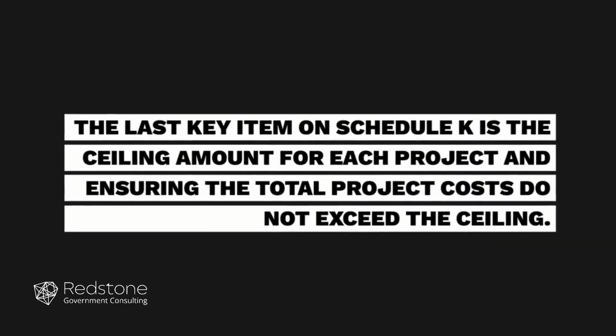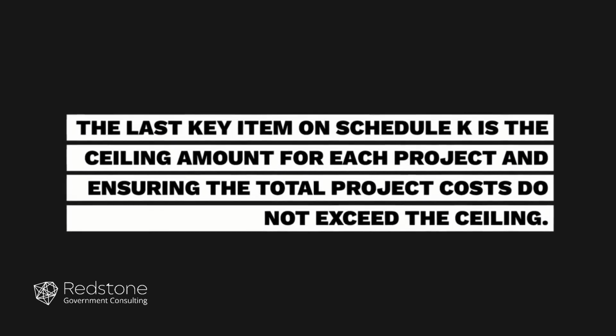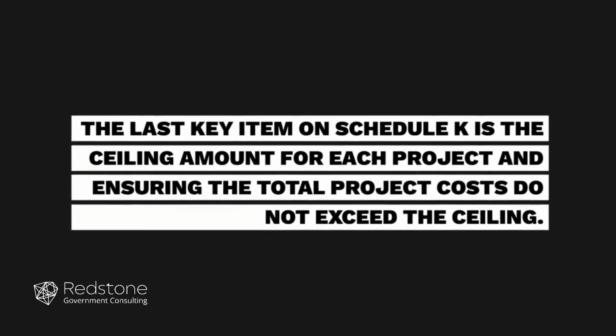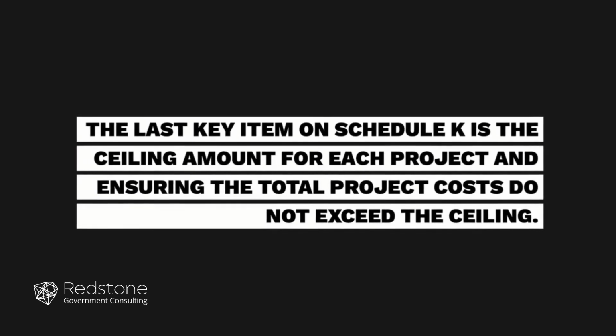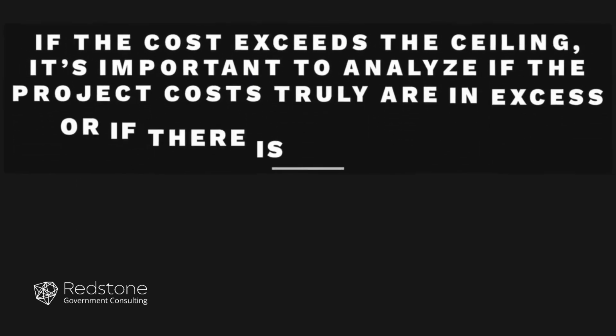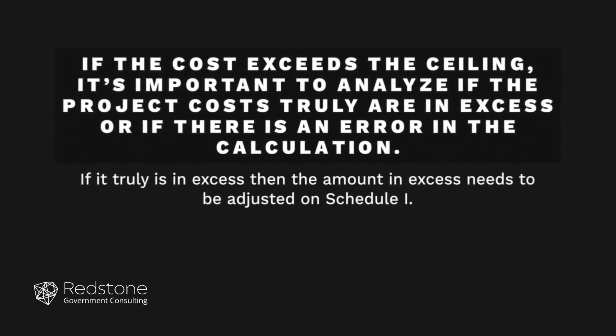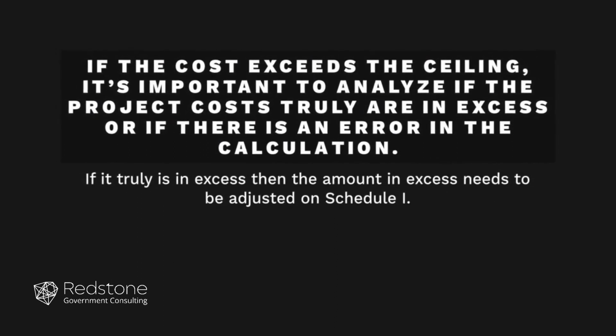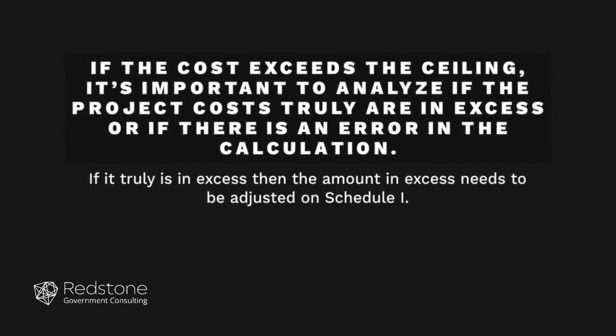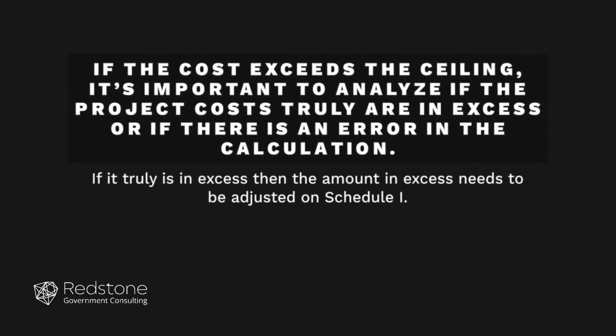The last key item on Schedule K is the ceiling amount for each project and ensuring the total project costs do not exceed the ceiling. If the cost exceeds the ceiling, it's important to analyze if the project costs truly are in excess or if there is an error in the calculation. If it truly is in excess, then the amount in excess needs to be adjusted over on Schedule I.